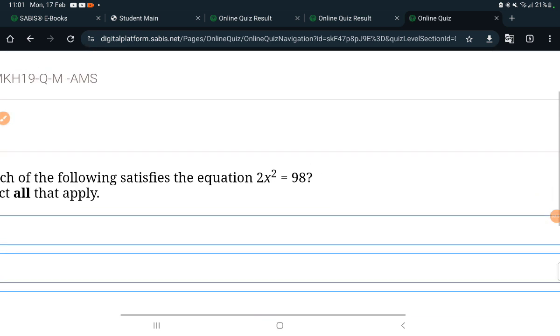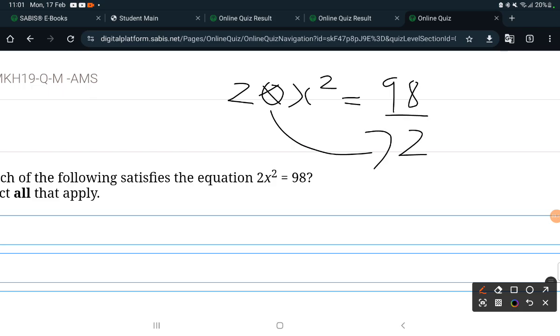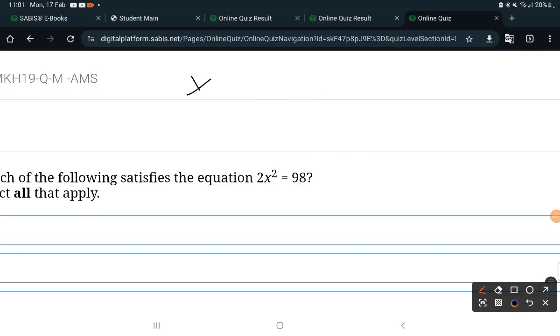Okay, this is a new concept, but it's also an easy one. So we have 2x squared equals 98. That's basically just 2 multiplied by x squared equals 98. Take the multiplied by 2 to the other side, it's going to be divided by 2. 98 divided by 2 is 49. 2 divided by 2 is 1. And so we have x squared equals 49. Let's clean that up.